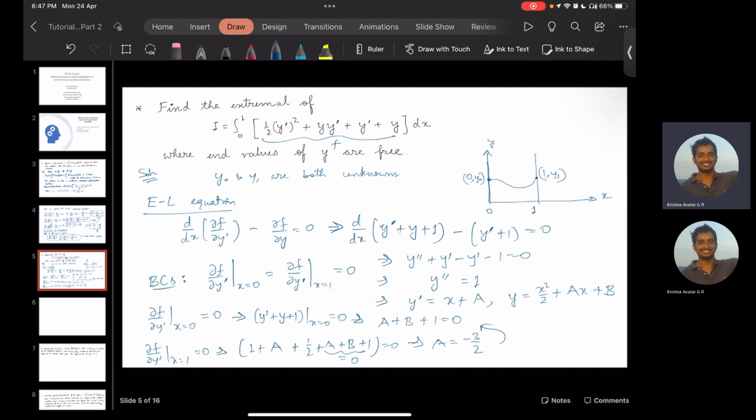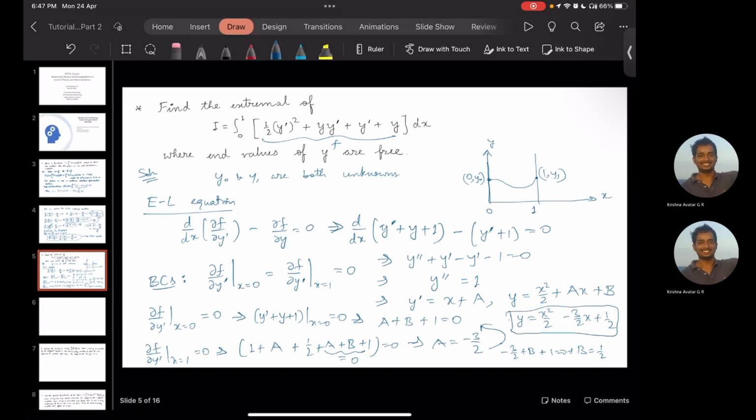Now substituting here gives us minus 3 by 2 plus b plus 1 is equal to 0. So this implies that b is equal to half, is it not? So therefore our extremizer is y is equal to x squared by 2 minus 3 by 2x plus half. Okay.